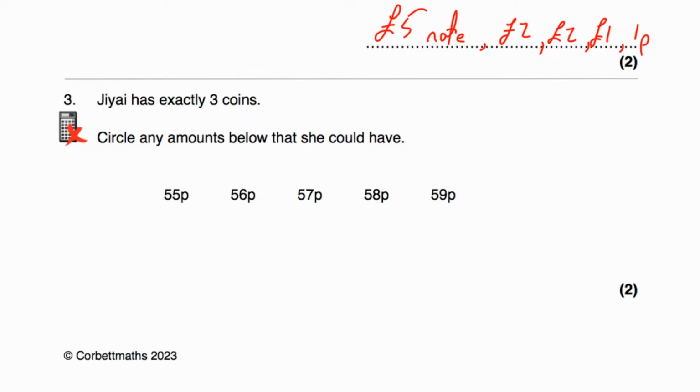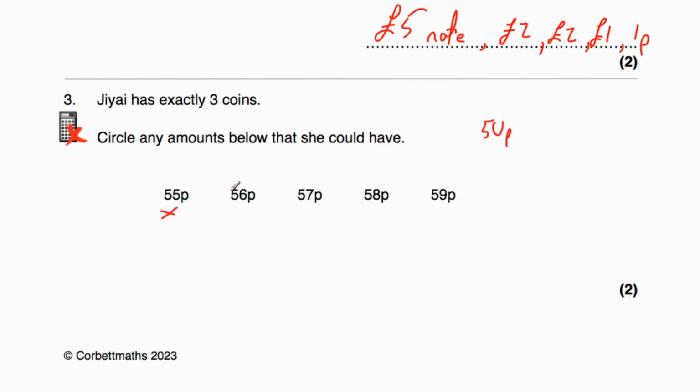So for all of these options, she's going to have to use a 50p coin. So there's a 50p coin, and then there's going to be 2 other coins. We're looking to see which of these options she can make with 2 other coins. So 55p. If she had a 50p, then she needs 2 coins to make 5p. That's not possible, because if she had a 50p and a 5p, then she'd have to have 1 more coin, and she has to have exactly 3 coins, so she couldn't make 55p.